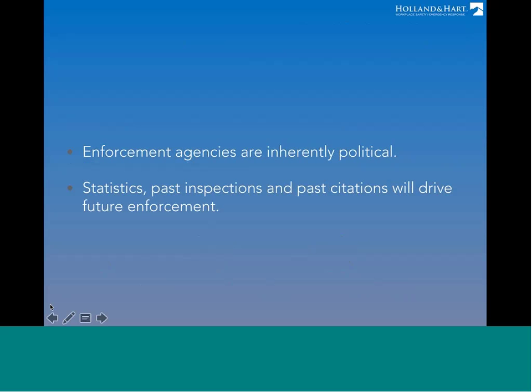So as a result of that, although you wouldn't expect the agency to be a political animal, the agency does have some political responsibilities and political overtones, and a takeaway for you all to know is that politics will drive enforcement, and statistics, past inspections, and past citations will drive OSHA's future enforcement on your work site.